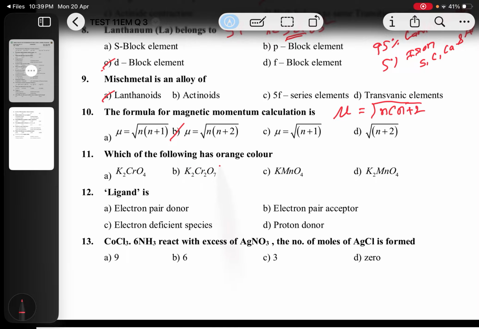Which of the following has orange color? K2CrO4, potassium chromate, has yellow color.